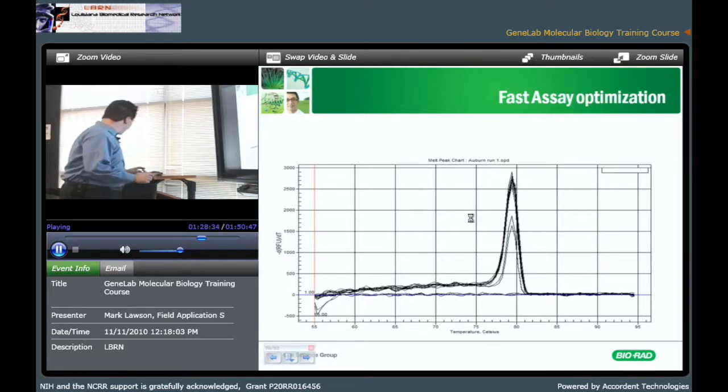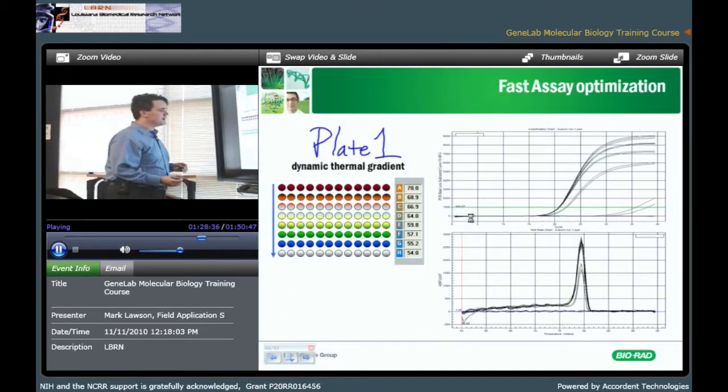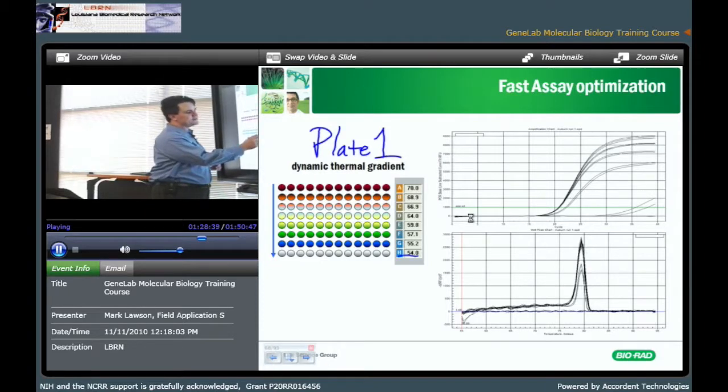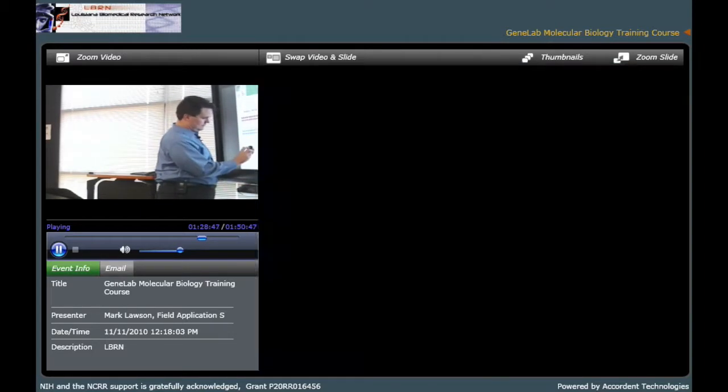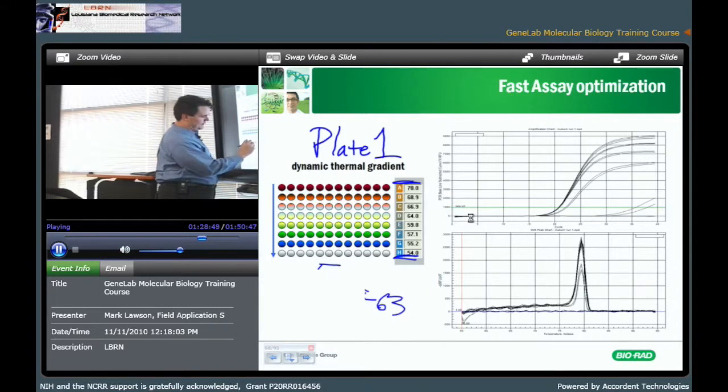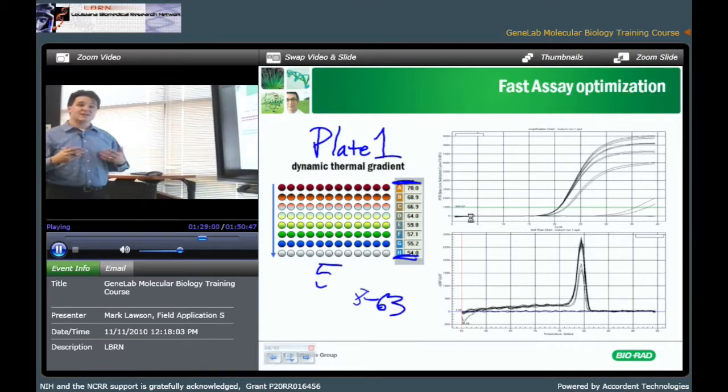We want to test a range of temperatures. I usually do a 5-degree range from 58 to 63. Sorry, I have to put the eraser down. From 58 to 63. And that usually tests 2 degrees below and 3 degrees above 60, which is where most of my assays are designed for.